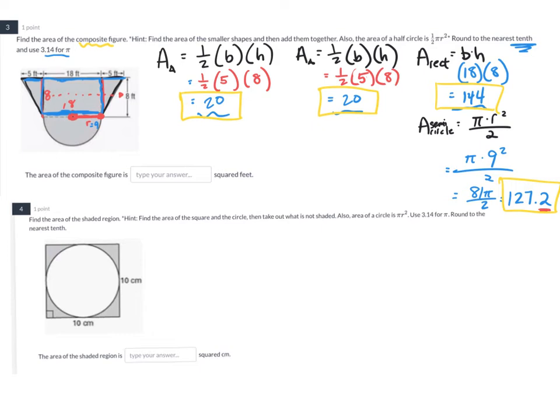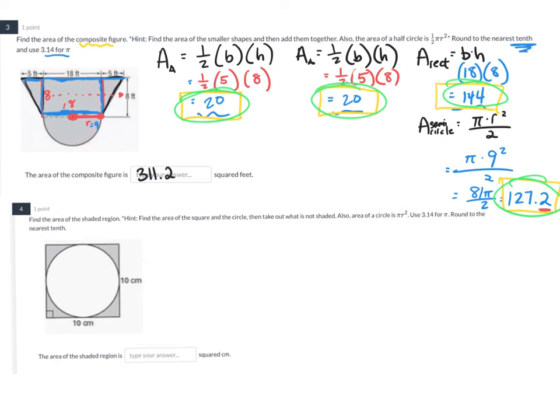I get 100 and, well, that's not right. There's no way that's right. Plus 127.2. I got 311.2 square feet. So all I had to do at the end was add up all the areas: the triangle, the rectangle, the circle, semicircle.